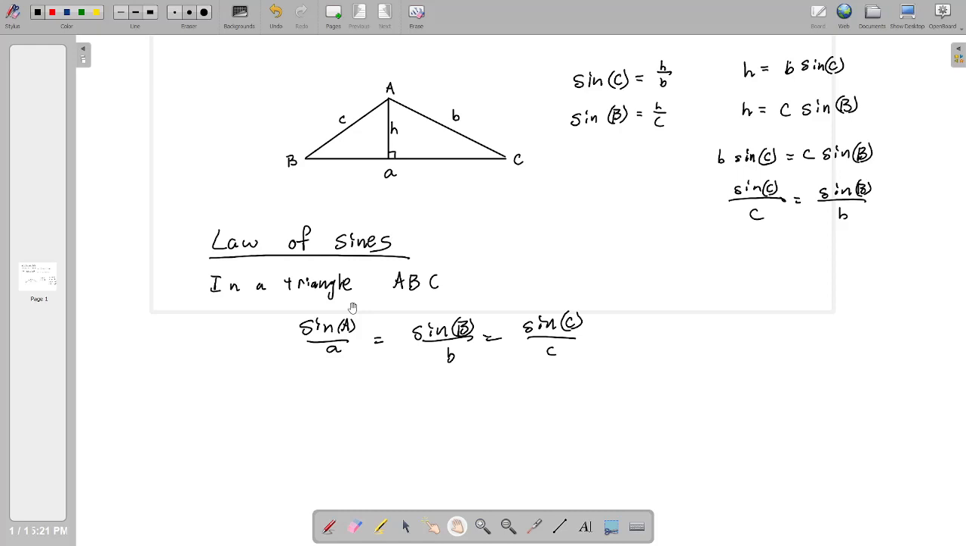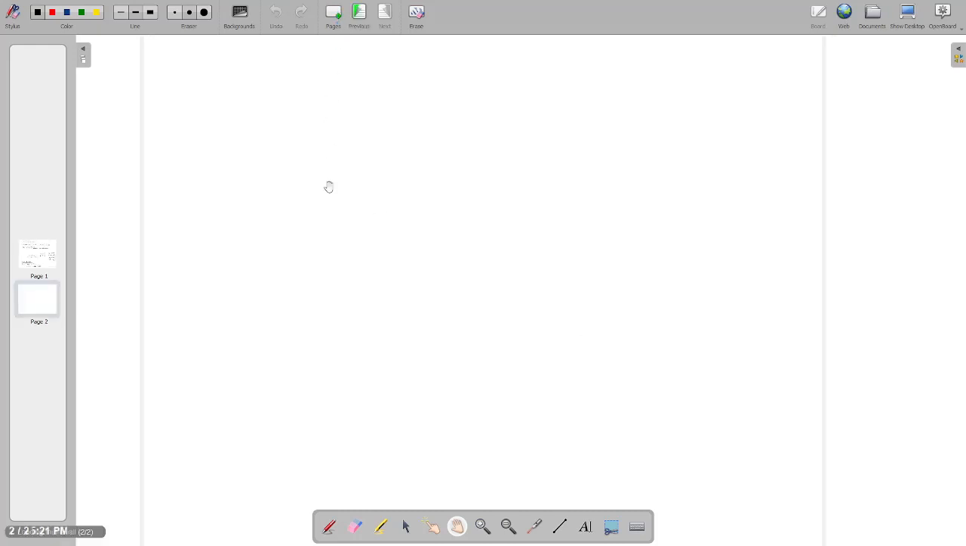In order to solve an oblique triangle, we need 3 pieces of information. And there are 4 different cases that we need to run through. 2 of them deal with the law of sines, 2 of them deal with the law of cosines, which will be next section, 6.6. Let's start with case 1.